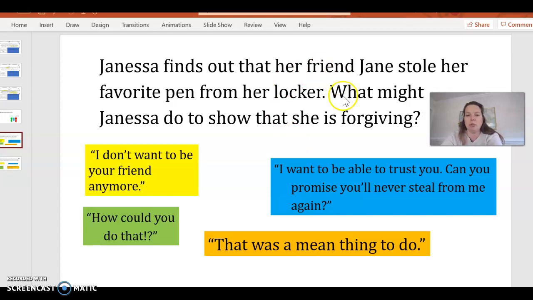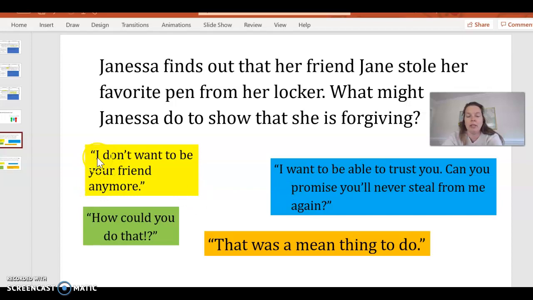So let's go back to our story. We want to see that Janessa is a forgiving person. So to forgive means that you allow that person to apologize, you accept their apology, and you move forward. You don't hold a grudge. You're not going to continue to be mean to them. So which of these would show that Janessa is a forgiving person?